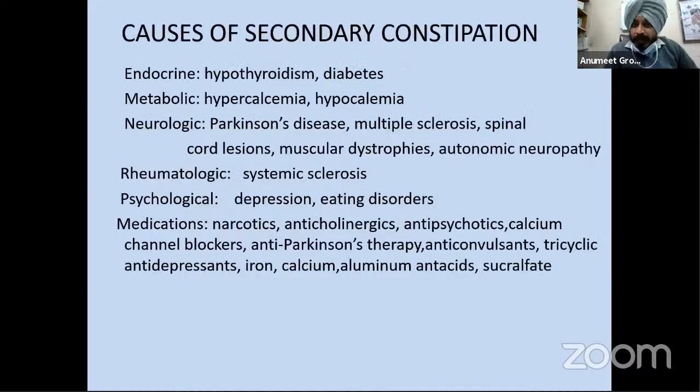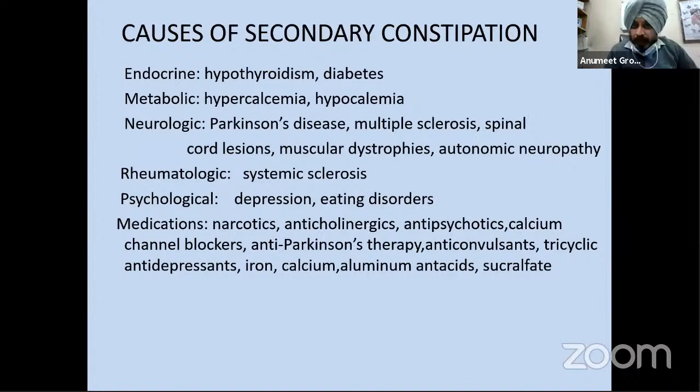What are the causes of secondary constipation? They are many, and they are correctable, so they should be borne in our mind. Like endocrine, the most common is hypothyroidism and diabetes. They are very common causes of constipation. New onset of hypothyroidism can present as constipation. Metabolic causes, neurological causes are very important. Parkinson disease patients have disabling constipation.